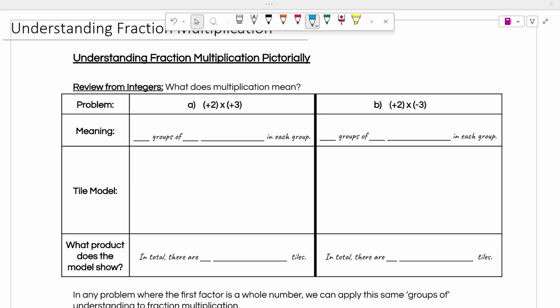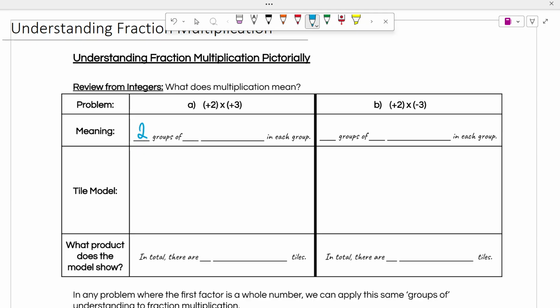Hello class, today we are trying to understand what happens when we multiply fractions. So I want to start by reviewing what multiplication means, something we've looked at in the context of integers in our math careers. One way of interpreting multiplication is the groups-of definition. In that definition, our first factor tells me how many groups I'm making.